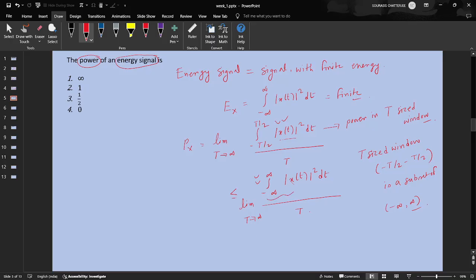And what is this expression here? This is nothing but the energy of signal Ex. So we get Px less than or equal to Ex divided by T, where limit T tends to infinity. And I am computing this for, remember, an energy signal. So this Ex here is finite. Now can one of you tell me what I am going to get here? I have a finite quantity here, Ex divided by T, where T tends to infinity. So what is supposed to be the ratio here?